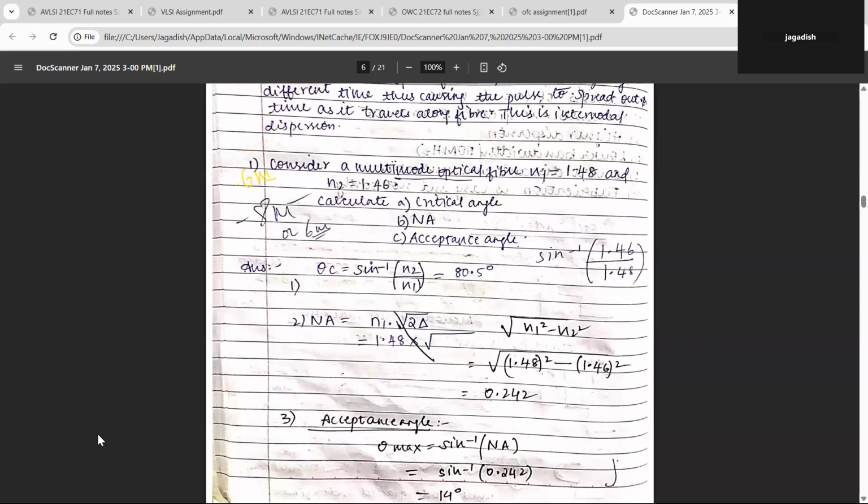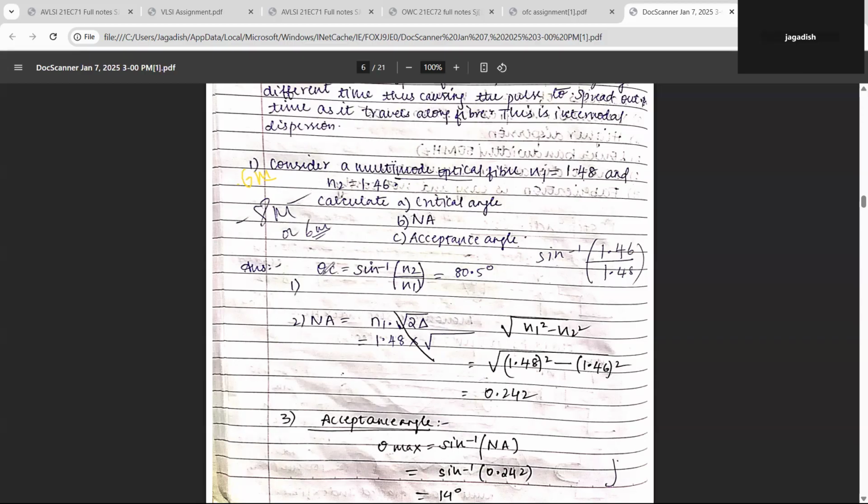Okay, consider a student's problem. Consider a multi-mode optical fiber. N1 is equal to 1.48 and N2 is equal to 1.46. Calculate the critical angle, numerical aperture, acceptance angle. So it's an 8 marks problem, on a multi-mode optical fiber.